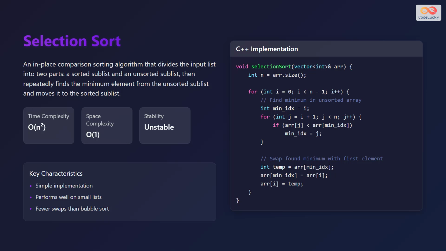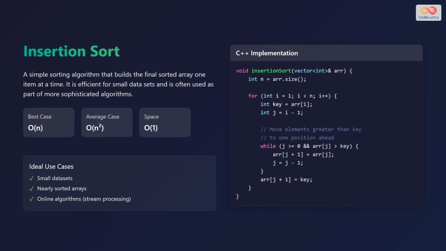Its time complexity is O(n^2). The space complexity is O(1), but it is an unstable sorting algorithm. Key characteristics include simple implementation, performs well on small lists, and fewer swaps than bubble sort. Now let's look at the C++ implementation.